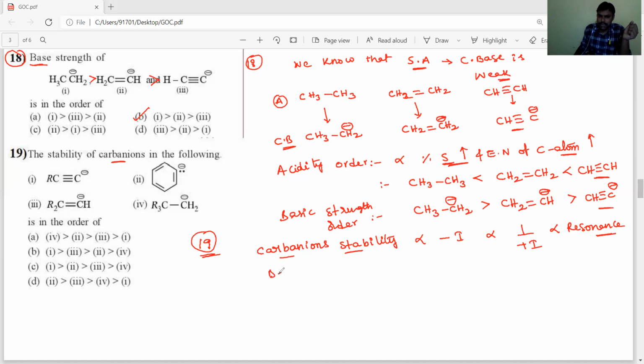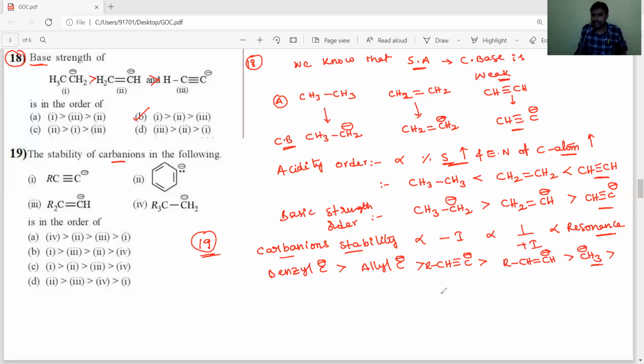That's why benzyl carbanion is more stable than allyl carbanions, and then triple bond containing carbanions, alkyl carbanions, and then alkene carbanions, and then CH3 minus from alkanes, and then primary alkyl carbanions, and then secondary alkyl carbanions, and then tertiary alkyl carbanions. Okay students, so this is the carbanion stability order.